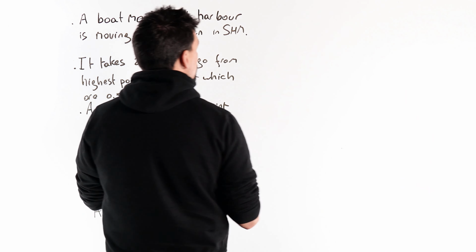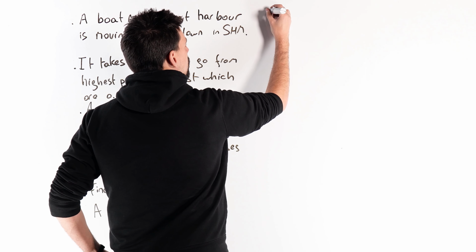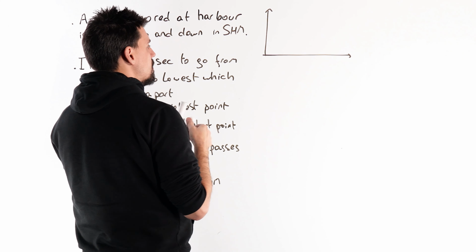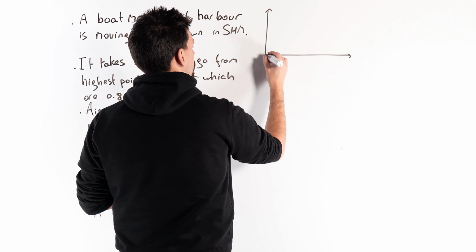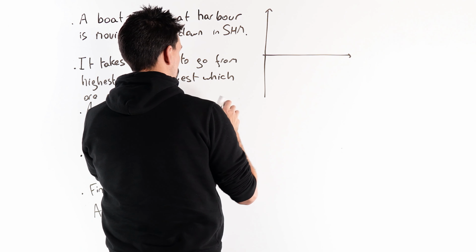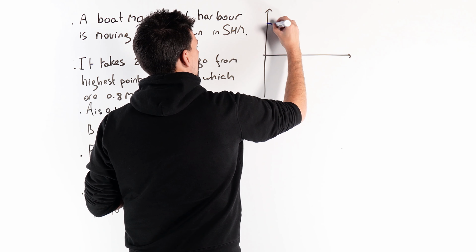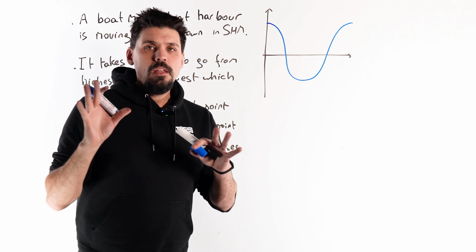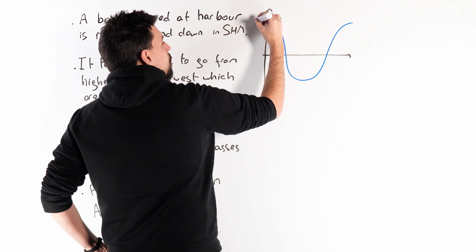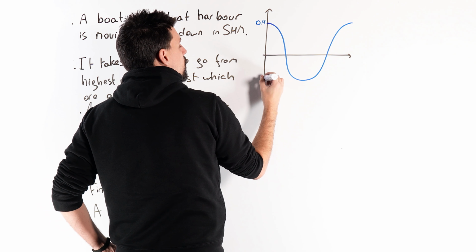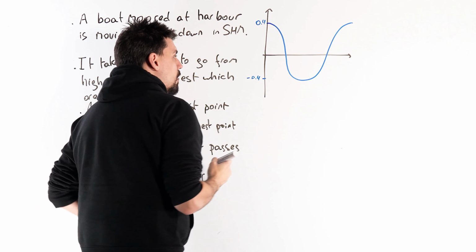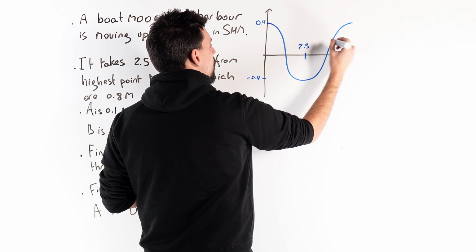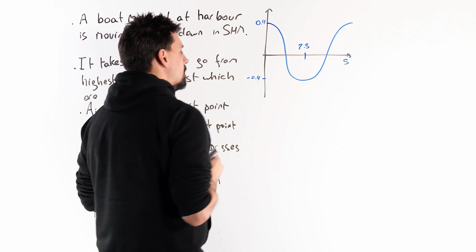Let's give ourselves a little sketch. Now, I am going to make my life a little bit easier, and I'm going to do this cosine style. So we're going to start at our highest point, something like that. Now, if we know the distance between the points is 0.8, that will be plus 0.4, that will be minus 0.4. And we also know that that point there is at 2.5, therefore that point there is at 5.